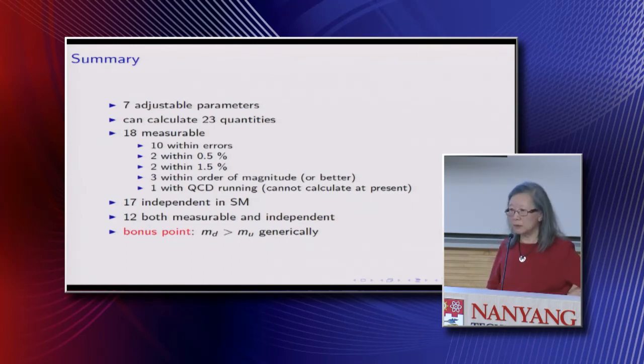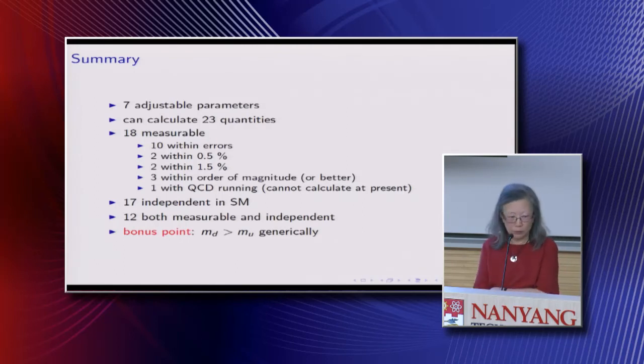I'm talking about the mass of the S quark, and the QCD running cannot be calculated at present. And of these, 17 are independent in a standard model. So our claim is that we actually replace the 17 parameters with 7 parameters. And so if you count them both, for both measurable and independent, there are 12 parameters. So even that, we have gained 5, if my arithmetic is right.